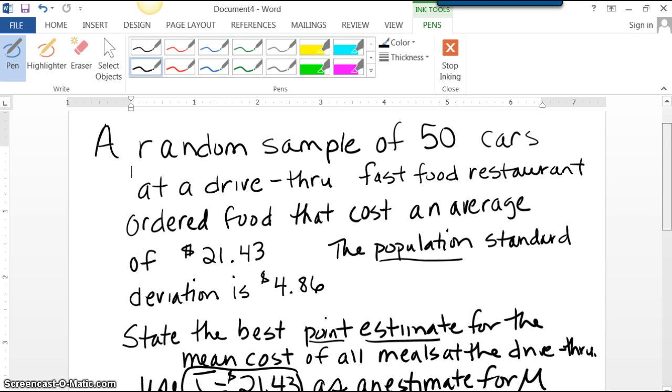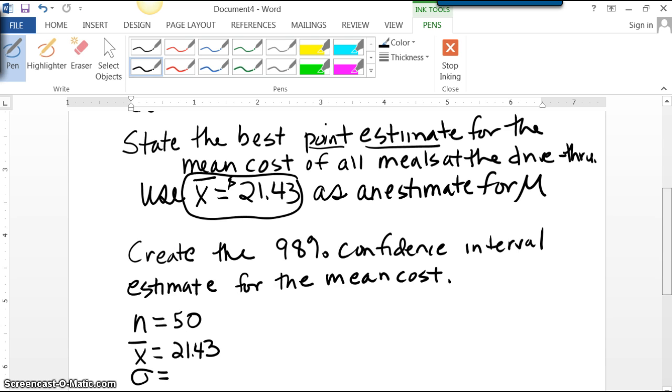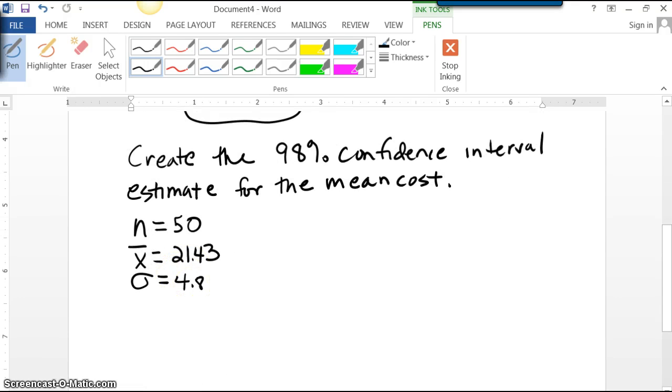I'm going to jot some of this stuff down so we have it. The n is 50. The sample mean was $21.43, and the population standard deviation, which apparently was known from a different study, was $4.86. The 98% confidence level has a z associated with it, and the z that goes with 98% is 2.33. There's an earlier video that explains how to find that.